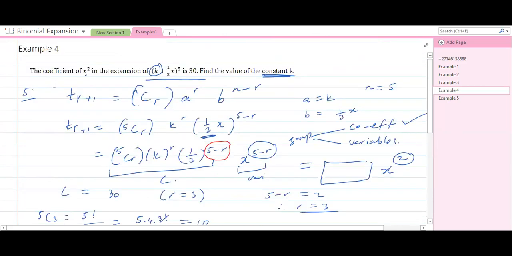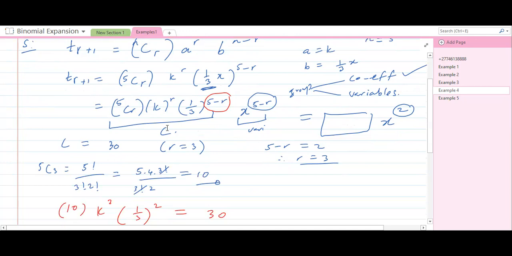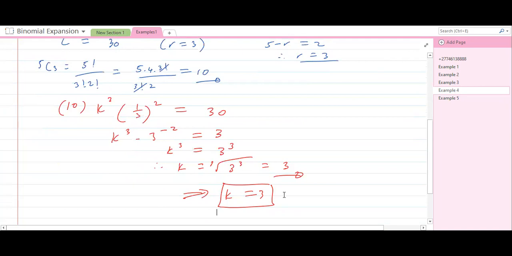So if you're looking at this example, back to the question again, the coefficient of x squared in the expansion of (k plus 1 over 3) to the power 5 is 30. So what we said was, we started off by using the terms formula and raising it to the power 5, and we extracted the coefficients and the variables. Now the coefficient is already 30, so solving this coefficient equal to 30 gives us a value of k, which is equal to 3. I hope you understand, guys. Please leave some comments for example 4.